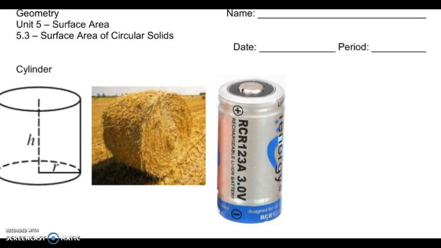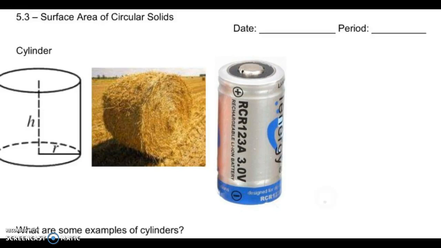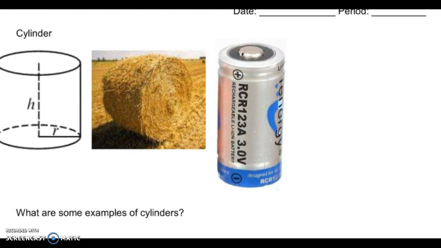In this video, we're going to take a look at the surface area of circular solids. So we're going to lump cylinders, cones, and spheres together because they have the property that they relate to circles. Cylinders have two bases, very similar to a prism, in that they have two bases. What's different though is that the shape of the base is going to be a circle.